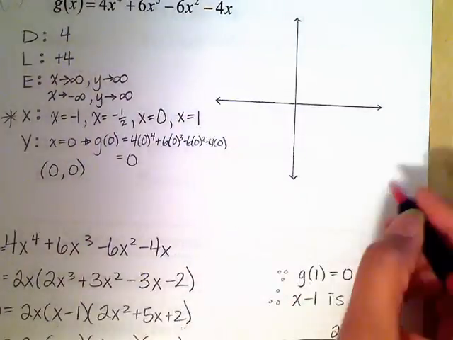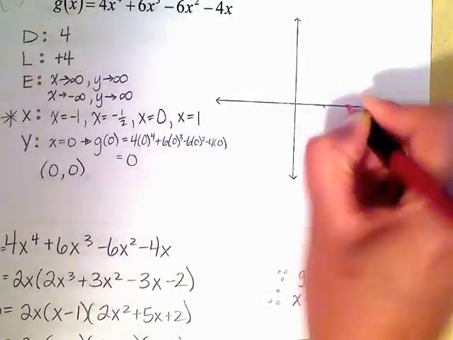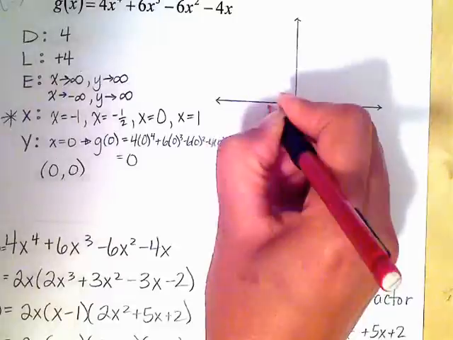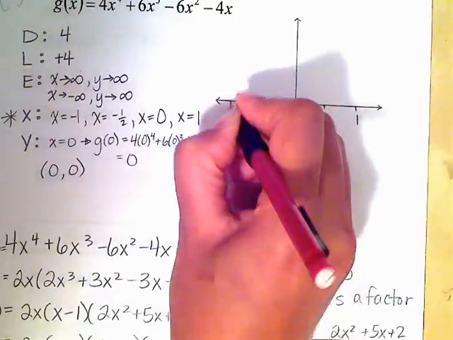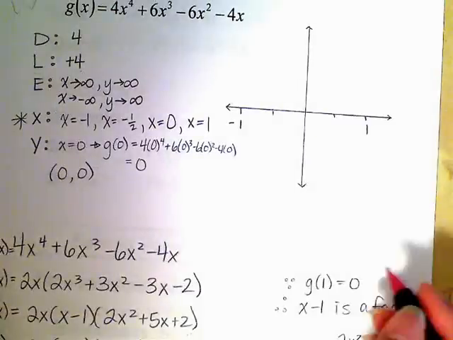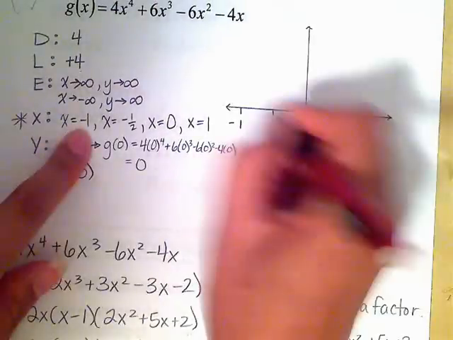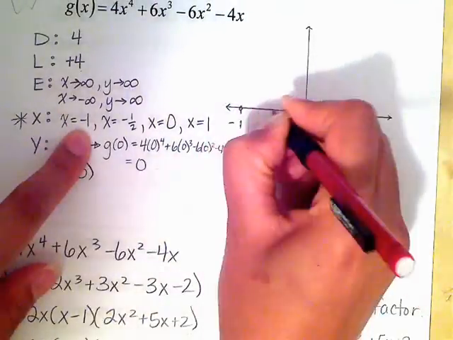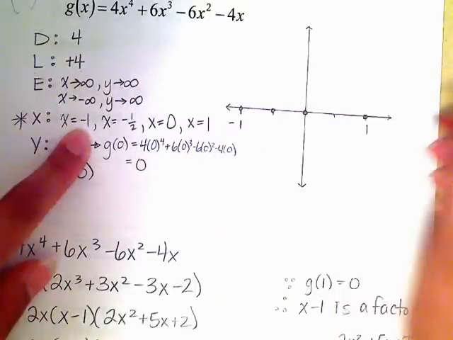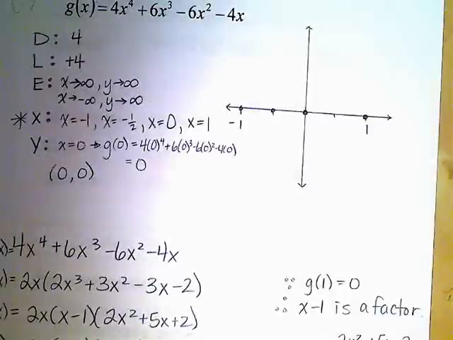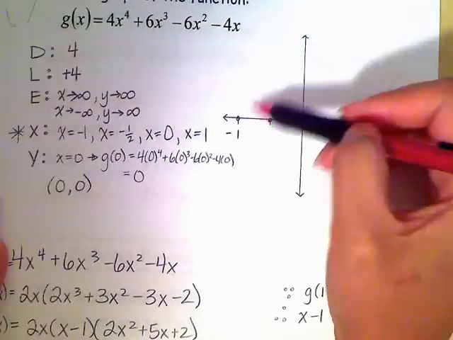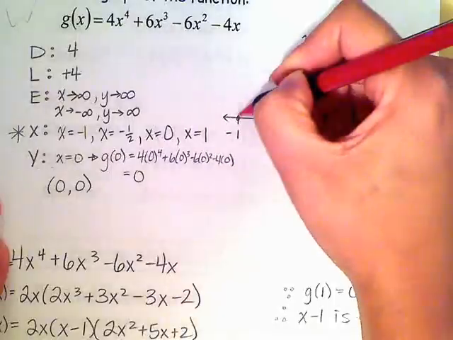So I'm just going to create a scale here. I'll just use a scale of a half, so that's 1. So negative a half and negative 1. And if I plot my points that I know so far, I have my x-intercepts at negative 1, at negative a half, at 0, and at 1. And I know I have a polynomial function that's going to open upwards, and it's a quartic function, so the end behaviors would be going towards positive infinity.